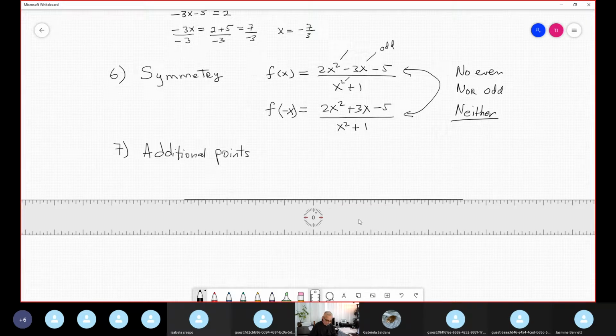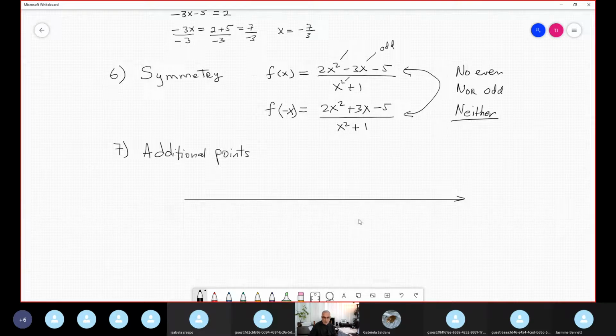I discovered, unfortunately, we have no vertical asymptote. It's a good idea to make a partition here. The only possibility is the x-intercept. The x-intercept is located at the points 2.5 and -1.